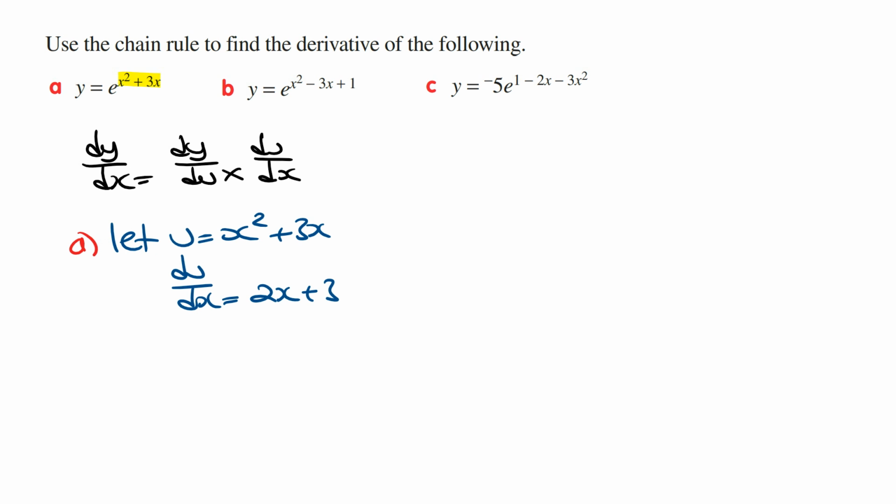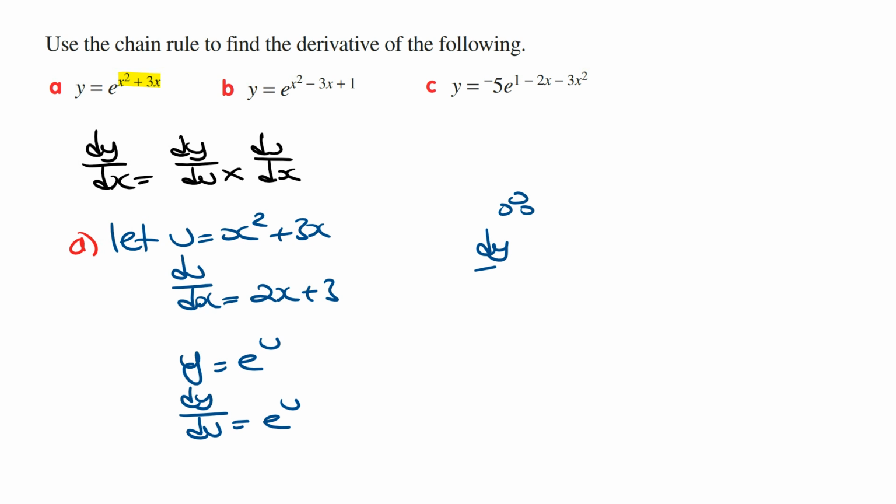We then write y as a function of u. And so y is going to equal e to the u. And so deriving this, dy du is going to equal e to the u. Now that we have dy du and du dx, all we need to do is sub this into the formula to work out the derivative.